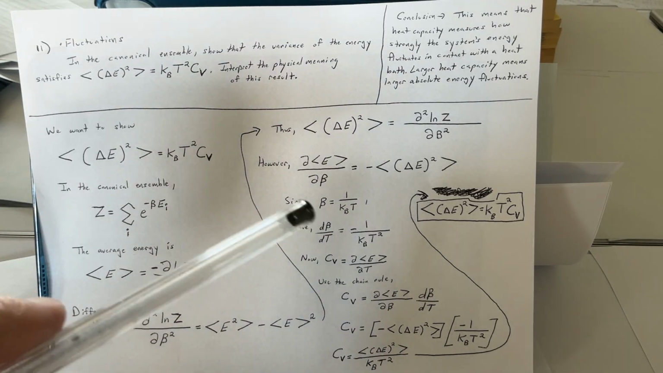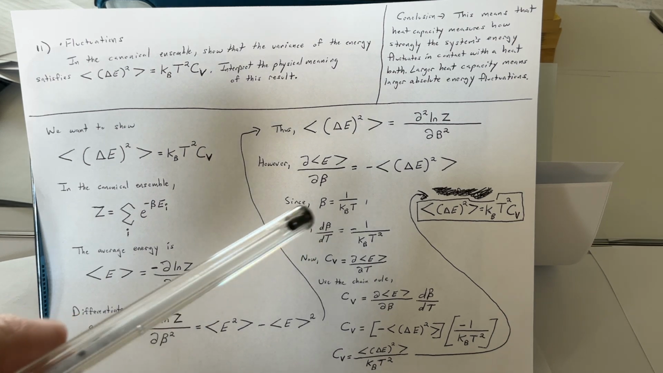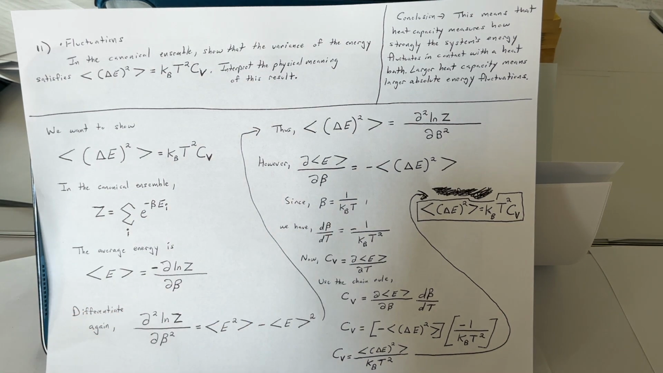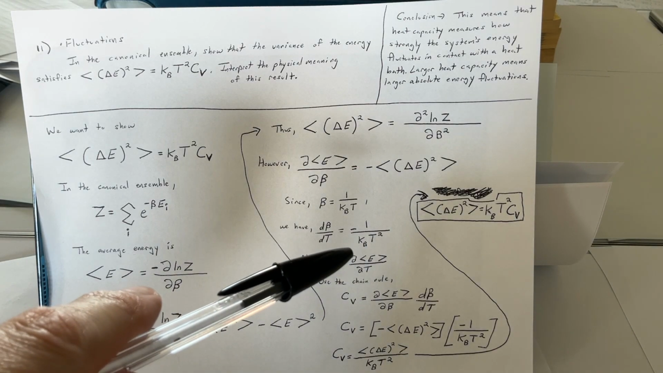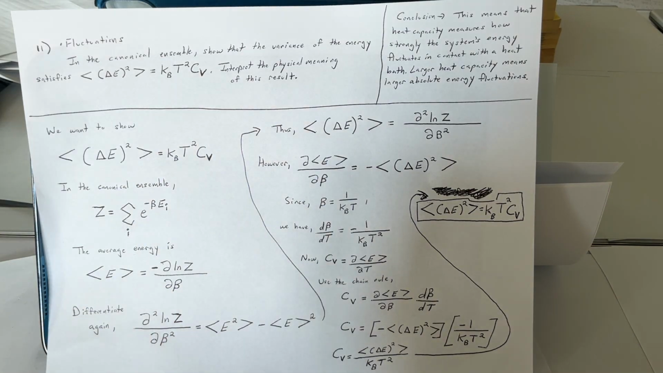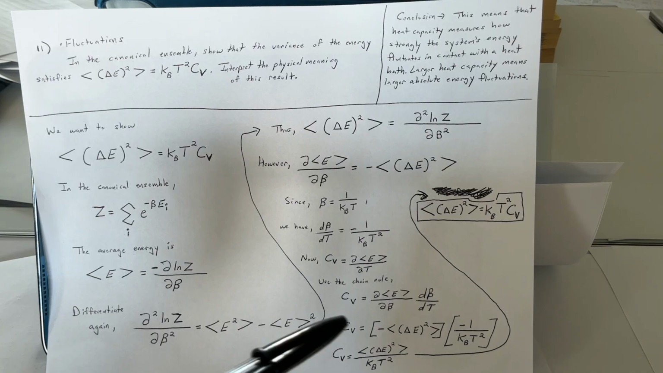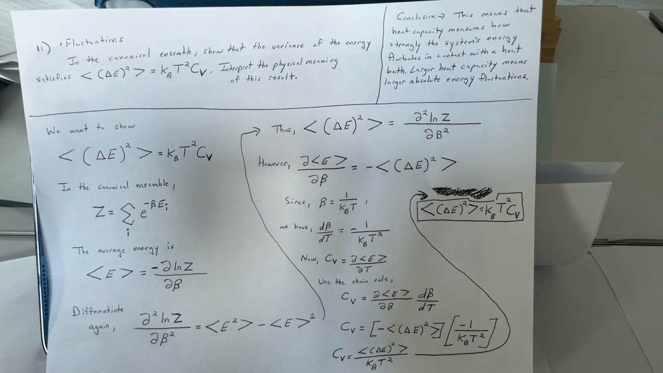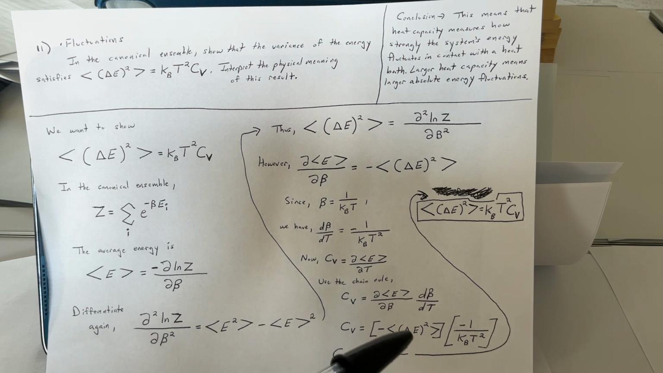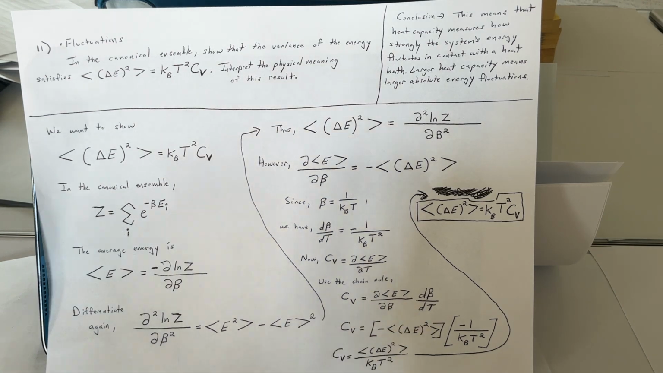And since beta is 1 over k_B T, if we take the derivative of that, d beta dT is negative 1 over k_B T squared. And now also C_V is the partial of E with respect to T. So using the chain rule, C_V equals d over d beta of E times d beta dT. That is, C_V equals negative delta E squared times negative 1 over k_B T squared.